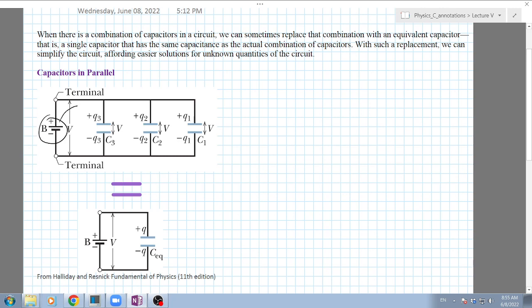The battery here is going to supply a charge, and this charge is going to be divided among these three components. That means that the total charge applied by the source is just the sum of the individual charges of every single capacitor, Q1, Q2, and Q3.